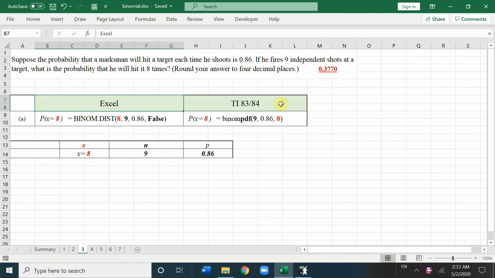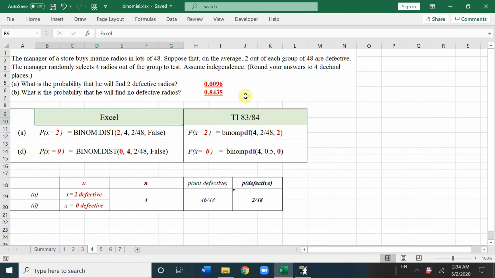The third question, hit the target, the probability is 0.86. So if you miss the target, the probability is 1 minus 0.86. This guy did 9 shots. Number of trials is 9. And he just hit 8 times. So false and the PDF, x equals 8.